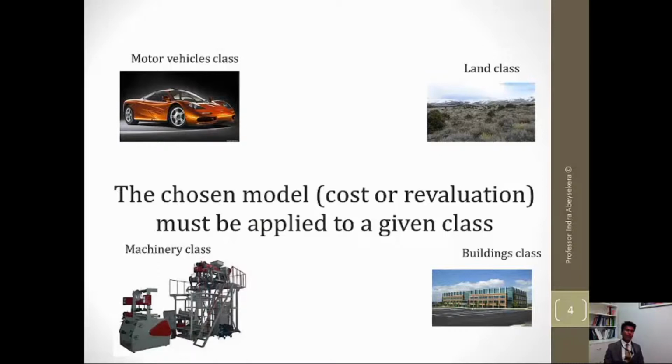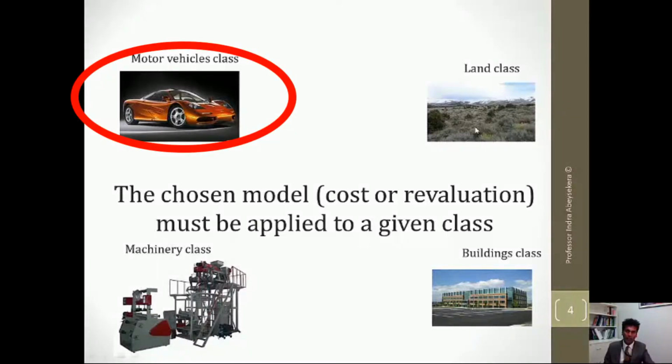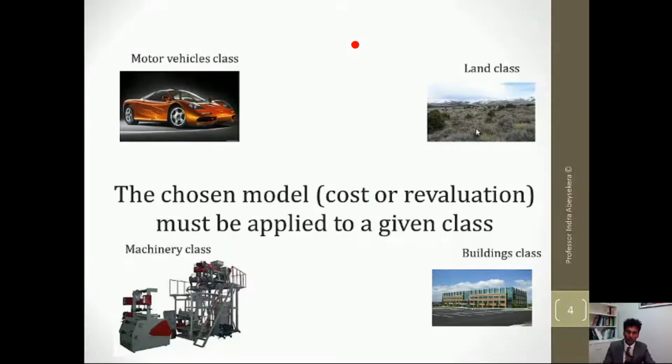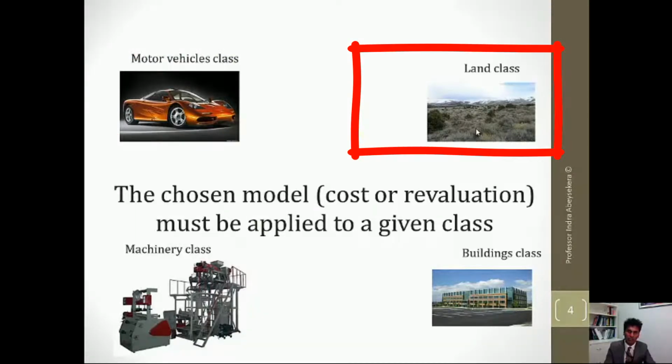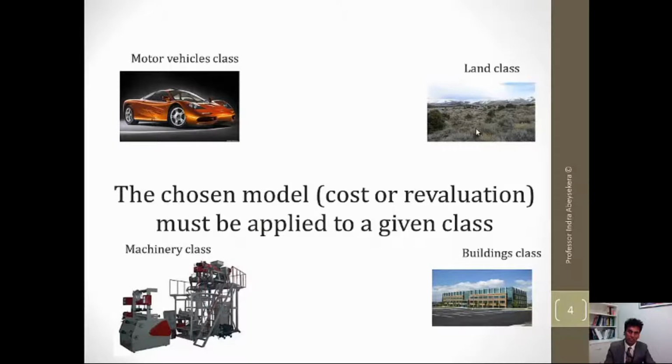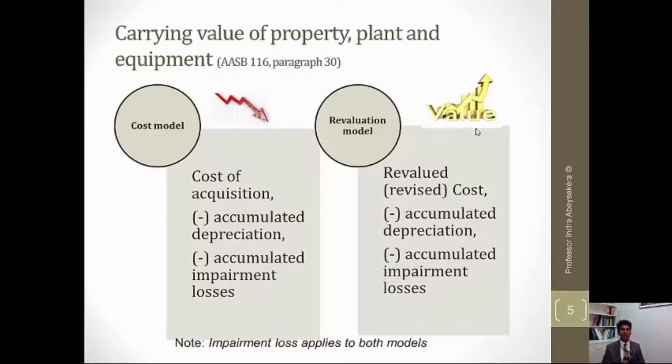So you can apply the cost model for the motor vehicle class, for example, and then I can apply the revaluation model for the land class in the same company, same organization. So in both models, we take the cost of acquisition and then deduct accumulated depreciation and accumulated impairment losses.